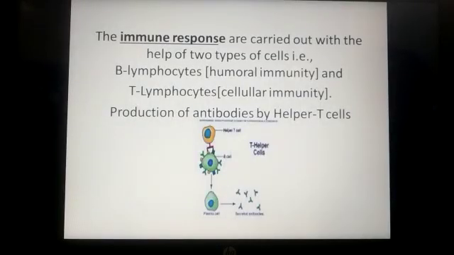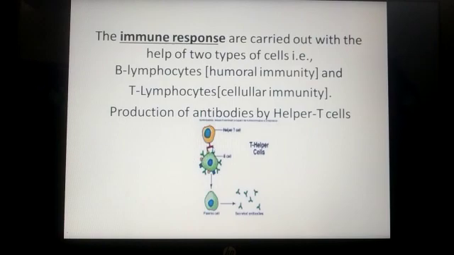In the previous video, I was discussing the immune system and immune response. Let us continue. The immune response is carried out with the help of two types of cells, that is B lymphocytes and T lymphocytes. B lymphocytes provide humoral immunity. T lymphocytes provide cellular immunity.